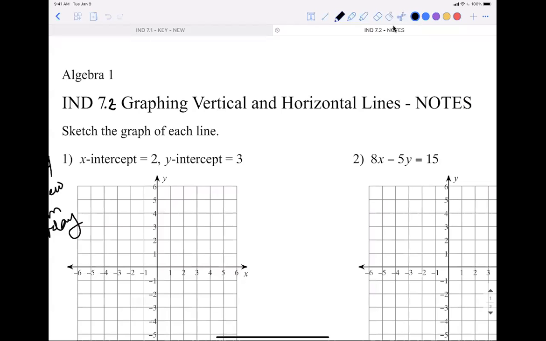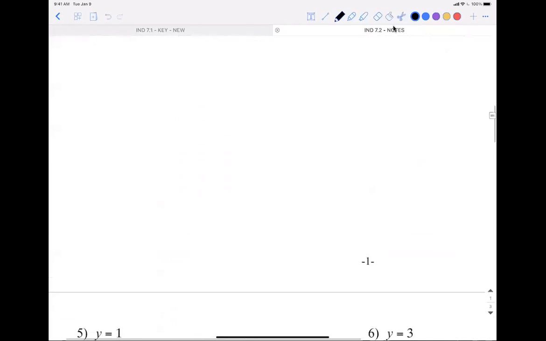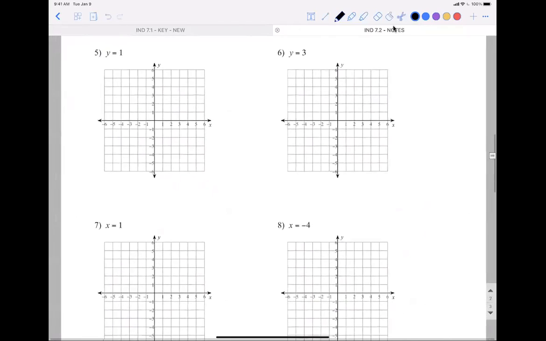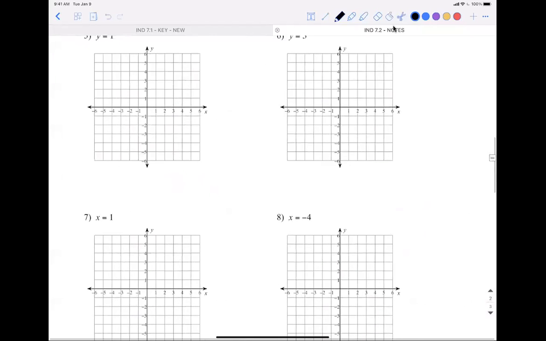Right, indicator 7.2 is graphing vertical and horizontal lines. So let's skip past, this is all review from yesterday. And we're going to look at number 5 and number 7. Okay, number 5 and number 7 here. And so I'll leave them up there for just a sec so you can sketch them out real quick.